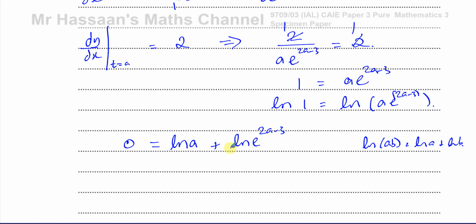Now I can use the power law here. So I know that this is going to give you 2a minus 3. Basically the ln and the e functions are inverses, so they cancel each other out. Or you can think of it as using the power law: you have 2a minus 3 times the ln of e, and we know the ln of e is equal to 1, because log to the base e of e is equal to 1. That becomes 1. So now we're left with this.